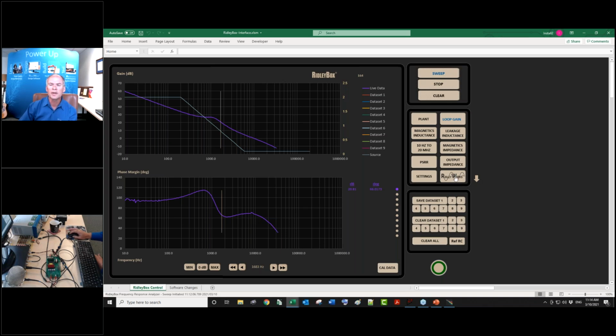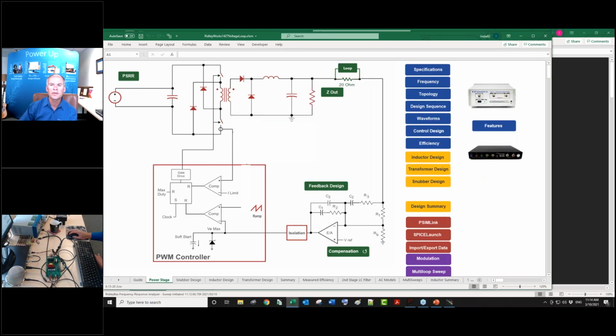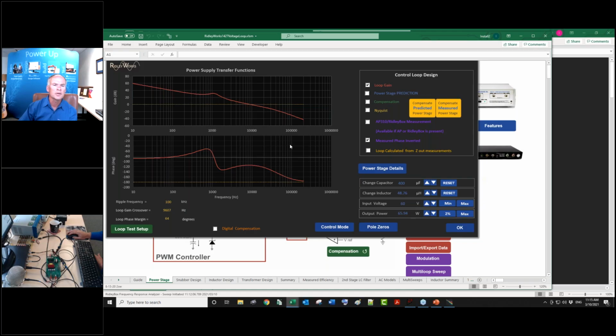Okay, let's look into Ridley Works and let's look at our predictions. You are using voltage mode control. So here's our predicted loop, and here is our measured loop. Okay. So really good agreement. Whoops. I heard a very loud noise there. That's when it mixes with the switching frequency. It gets extra loud, and then it's done. Okay, so really good job down here.